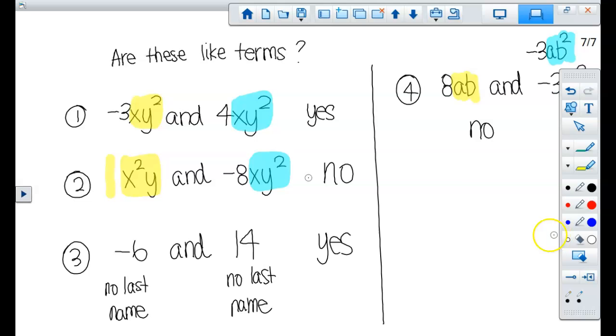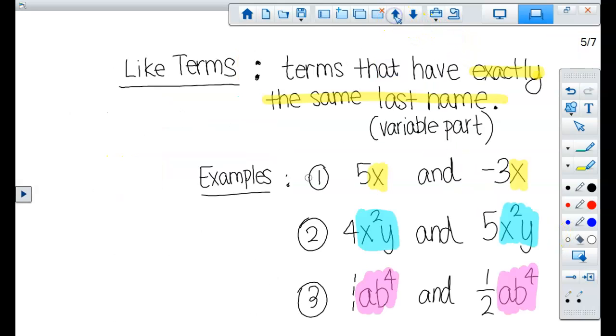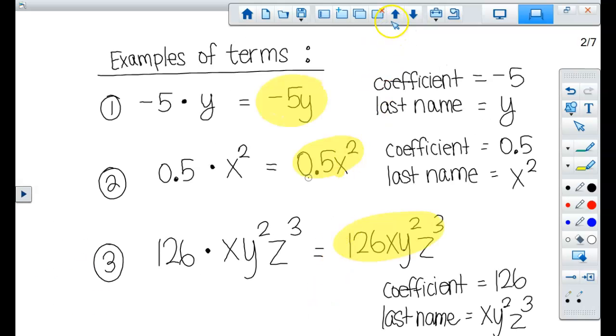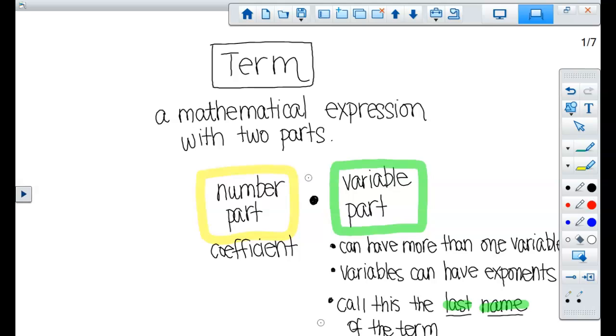So hopefully that's making sense. The last names are what determine if you have like terms or not. So let's kind of recap what we've learned here. Terms are made up of two parts. You have to have a number part multiplied by a variable part. Always has to be multiplied. Number part times variable part makes a term.